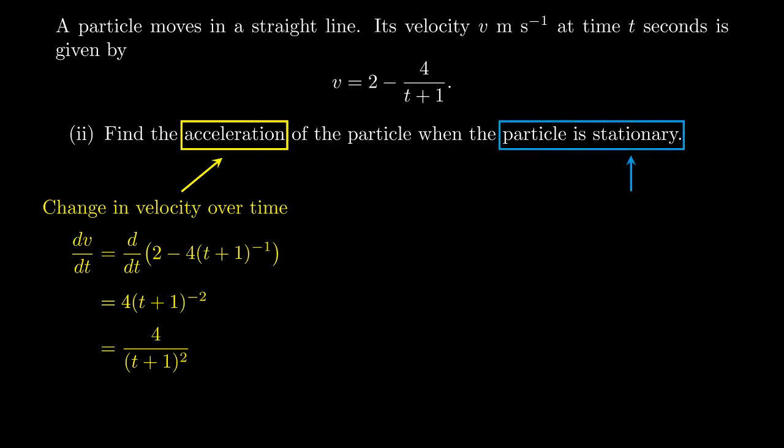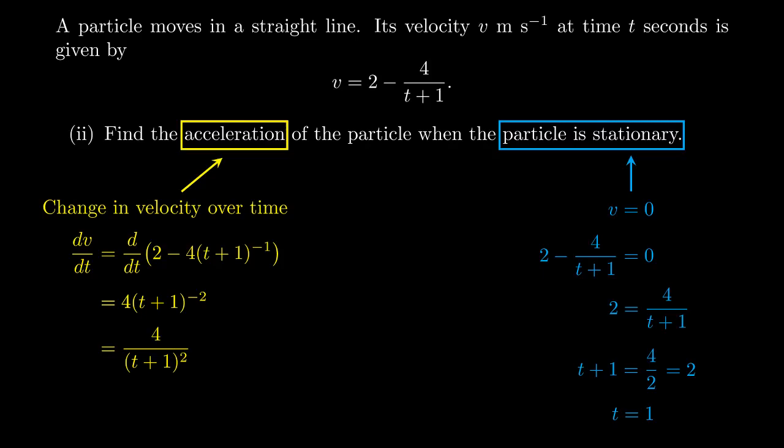So what does that mean? It means it's not moving, which means that v equals 0. Okay, so now we sub in, well, what does that mean for v to be 0? Well, it means that 2 minus 4 over t plus 1 is 0. And so we can quickly solve this equation, and we find that t equals 1 second. So at time t equals 1 second, 1 second into the particle's journey, it is going to be stationary.